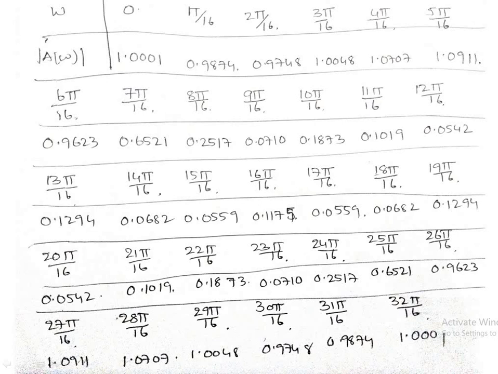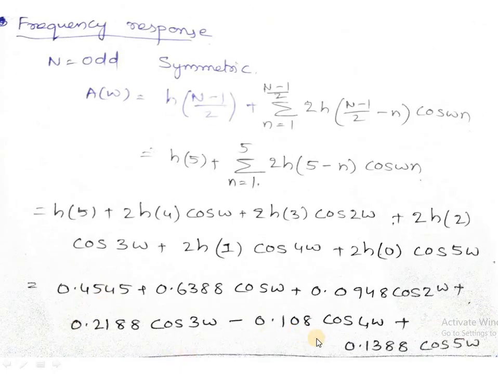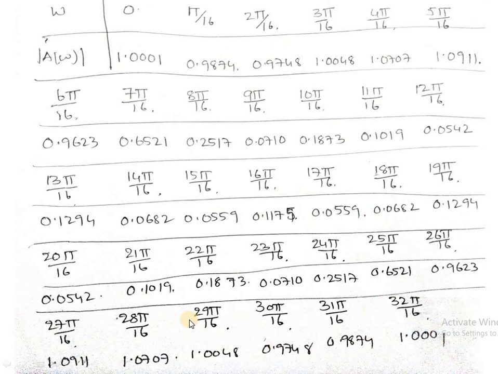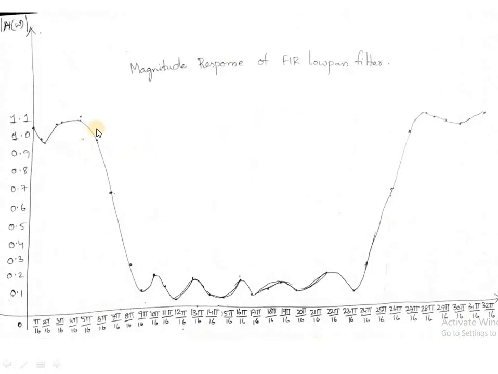I have identified as many as 32 points from 0 to 2 pi, and calculated the magnitudes in all those cases just by substituting the omega values in the above expressions. In this particular expression, we substitute those omega values and I calculate the magnitudes, and I represent something like this. And based upon these values, I was able to draw the magnitude response of the FIR low pass filter.